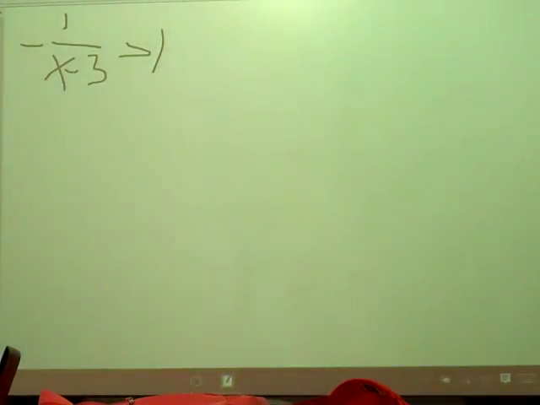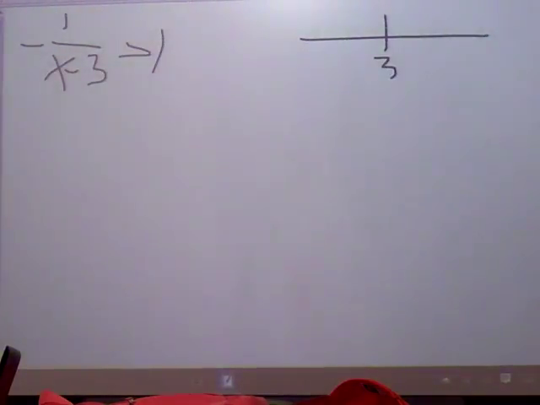Okay, so I know that 3 is going to be important on my number line. When you've got the fraction and it's an inequality like that, you go to your denominator first, knock that out. Now from there we're going to solve it like we normally would.